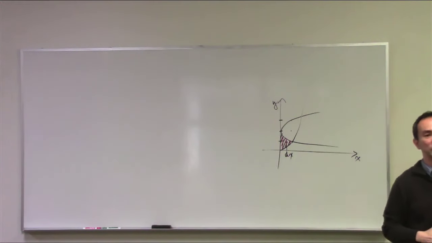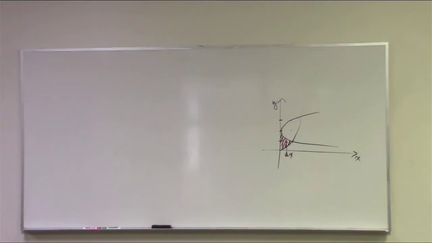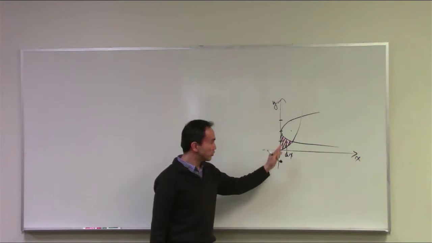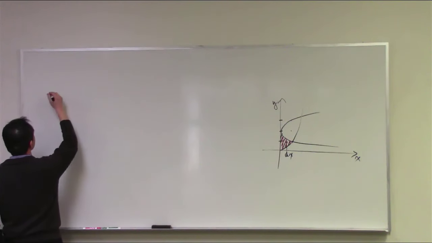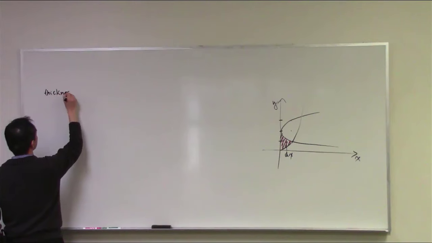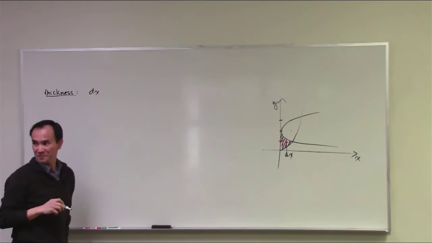After pointing out the picture as a brain process, as a planning process, do you guys have a choice now? Which one do we go with? Which one would be more convenient for us? Yes, using the vertical stripe, so that we don't have to worry about the breaking up. So let's set it up right here. In the way that we're using a vertical stripe, we're going to go with the thickness being dx. You guys following me?